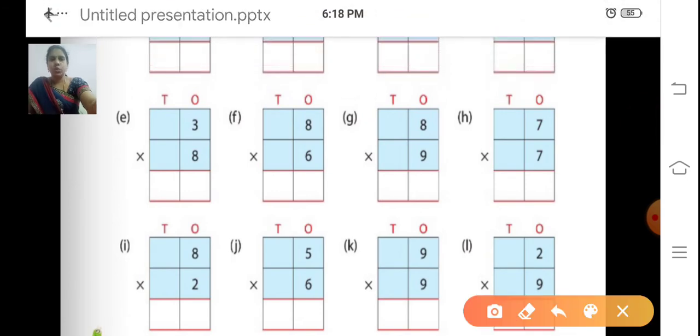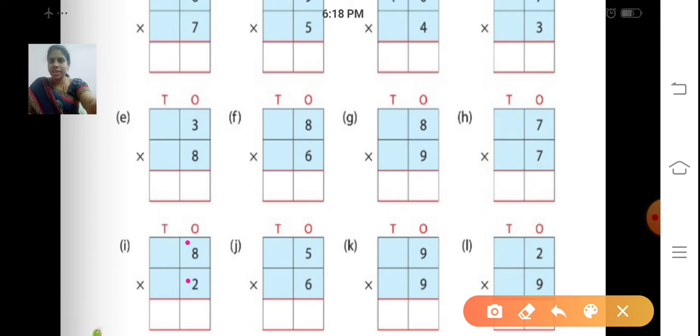So now these two, 8 2s are 16. We are going to multiply these two numbers. 8 2s are 16. Write down 8 2s are 16. 8 1s are 8. 8 2s are 16. Now J sum. 5 into 6. 5 6s are 30, or 6 5s are. 5 6s are 30. Write down 5 6s are 30.